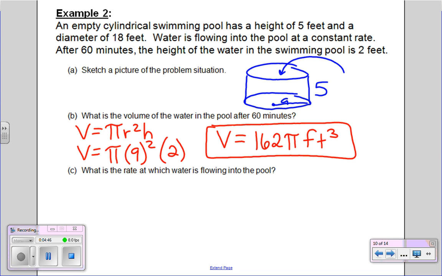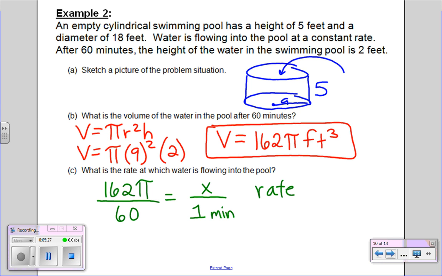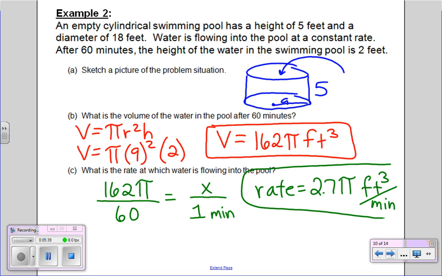Now, what is the rate at which water is flowing into the pool? Well, if the volume of the water is 162 pi after 60 minutes, then we want to know how much it is per minute. Because it's flowing in at a constant rate, the rate is going to be the same. So you just take 162 pi and divide it by 60, and that rate works out to about 2.7 pi feet cubed per minute. So the water's flowing into the pool at a rate of about 2.7 pi cubic feet per minute.